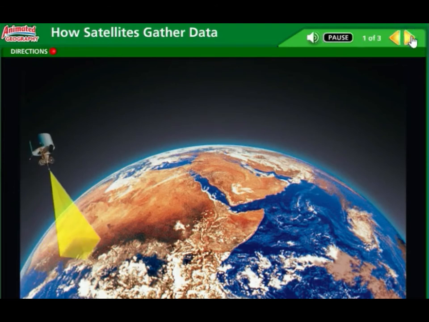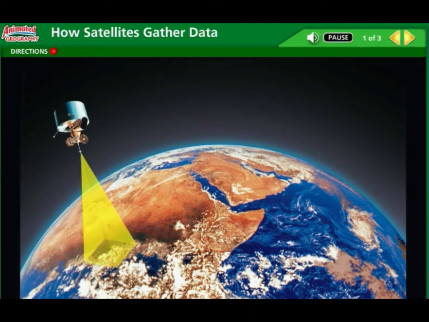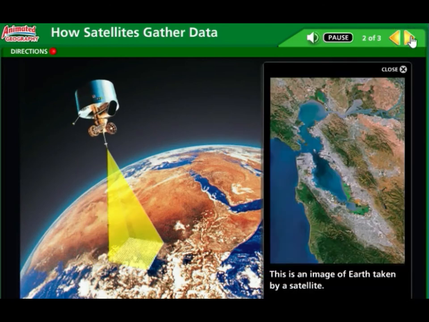An artificial satellite is a device sent into space, where it orbits Earth. Satellites gather information that helps map makers, historians, and archaeologists. This is an image of Earth taken by a satellite. Geographers use such images to make accurate maps.